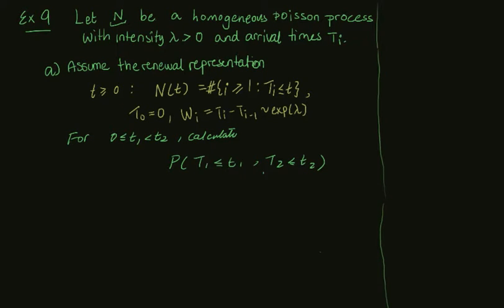So welcome to exercise 9. As always, we will start by looking at what this exercise is about before we start calculating stuff. So in exercise 9, we're asked to consider a homogeneous Poisson process that we call N. And this homogeneous Poisson process has an intensity rate lambda, and we call its arrival times Ti.